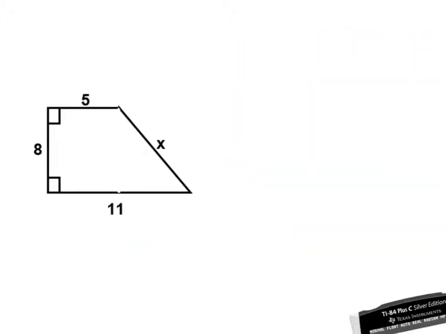Our next problem doesn't quite look like a right triangle, but we can make it. If we extend the side length, we've just formed a right triangle. The length of one leg is 8, and the length of this leg we have to find out. The whole thing is 11 from here to here, and this segment is equal to 5. So 11 minus 5 equals 6.